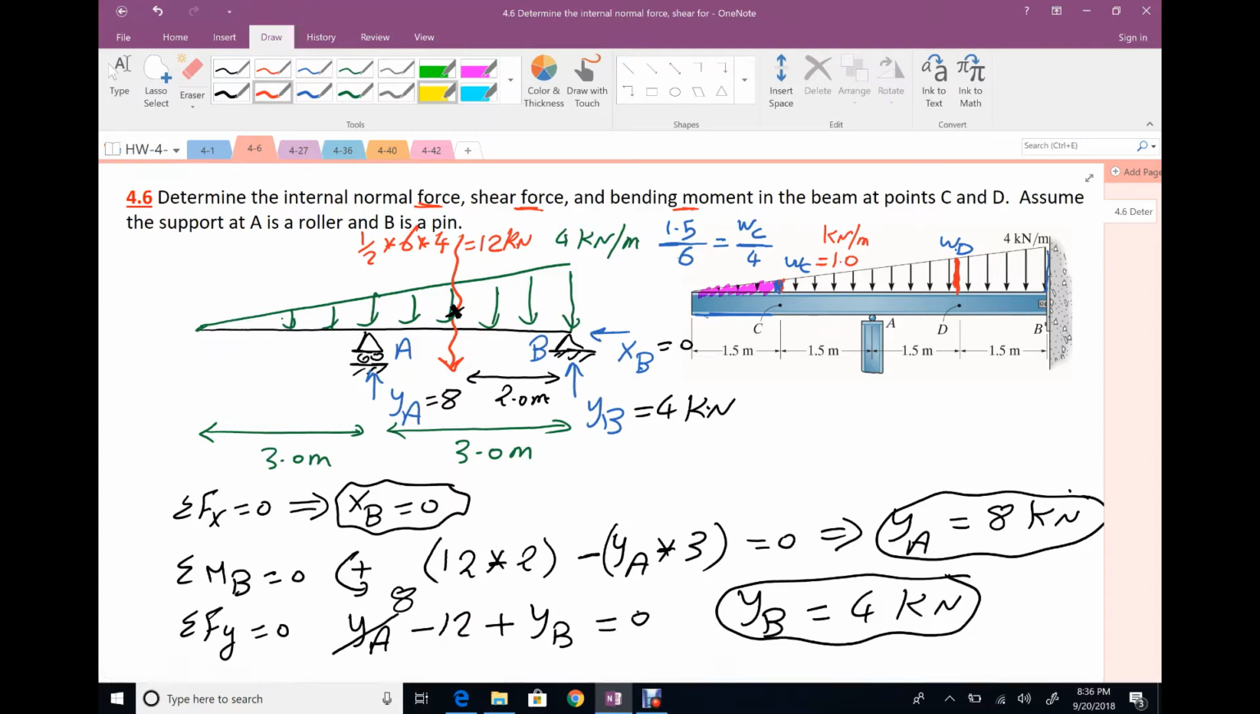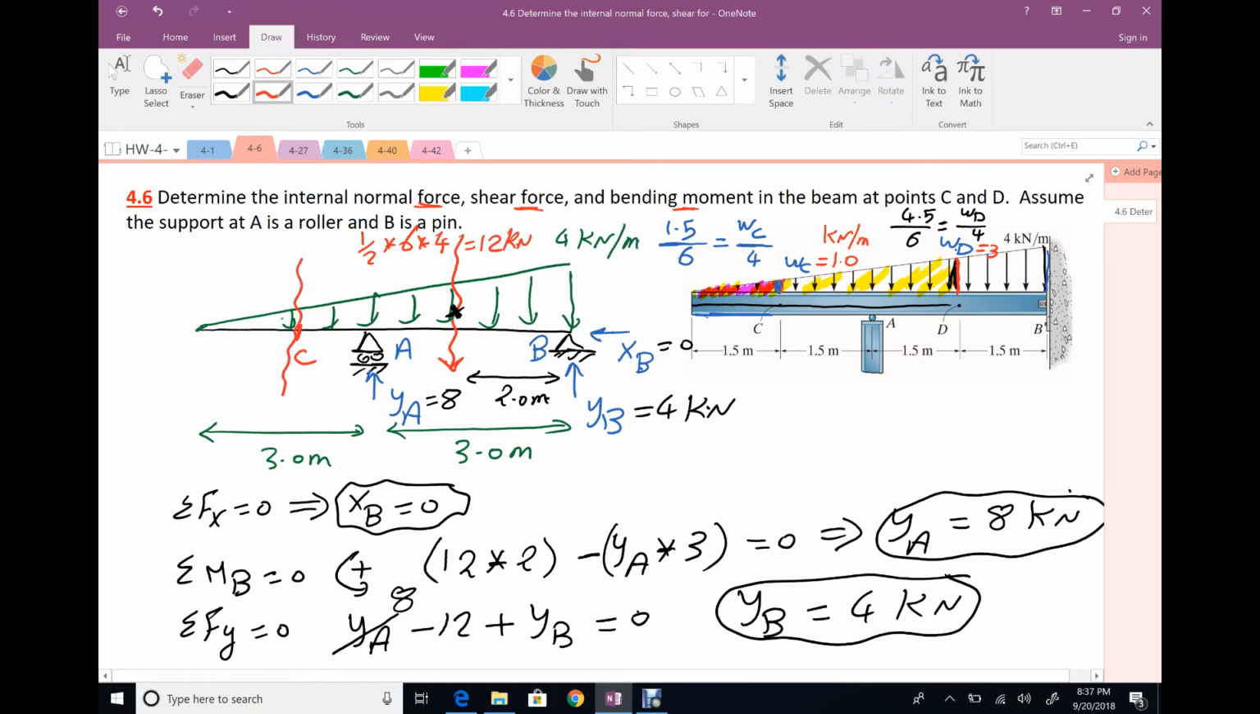Same thing with this triangle, the partial one with the total one. So we are going to say that distance, which is 4.5, divided by the total distance 6, equals this height, which is WD, divided by the total height 4. Your value of WD will be 3 kilonewton per meter. Right now, keep going and make your cut. First cut at point C.